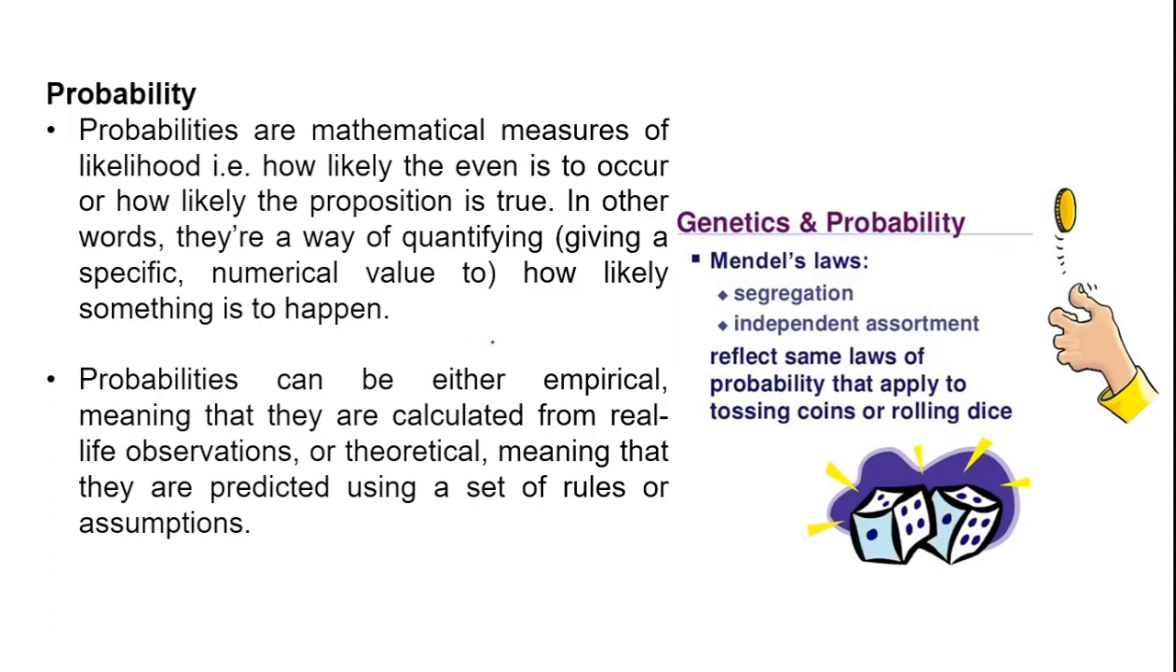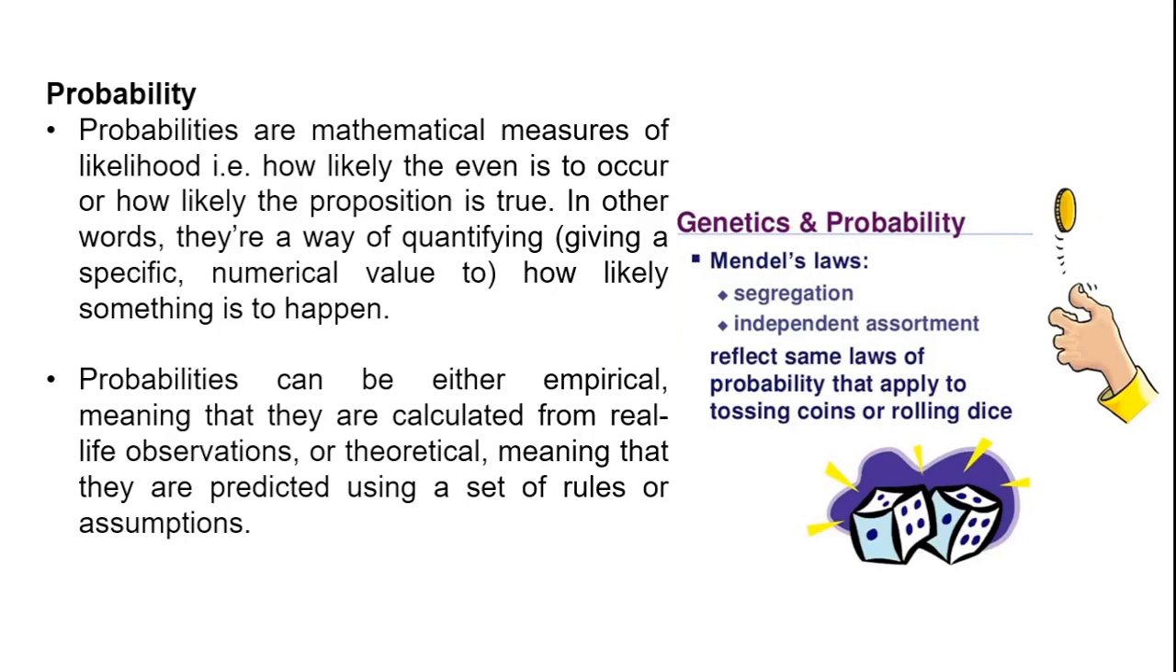Measurement of likelihood means how likely an event is to happen, and the proportion of true or false will be calculated by mathematical measurements or formulas. That is called probability. For example, if you toss a coin, the probability of getting head or the probability of getting tail, or if you toss a dice, then the probability of getting 1 up to 6. So that is the probability here.